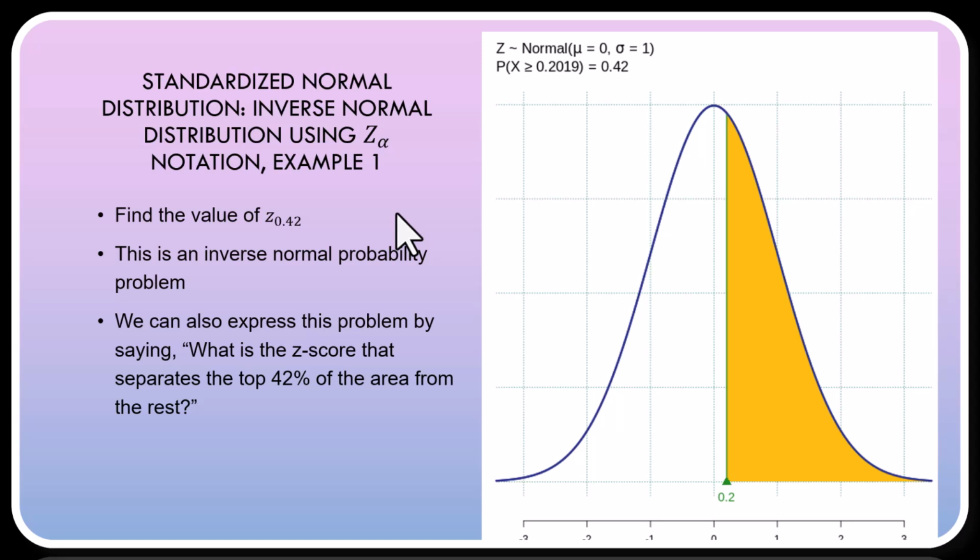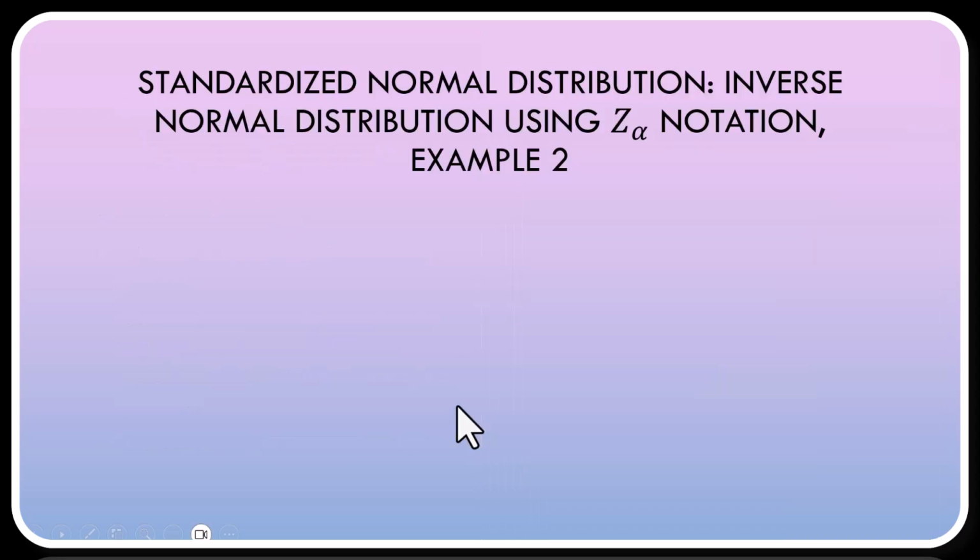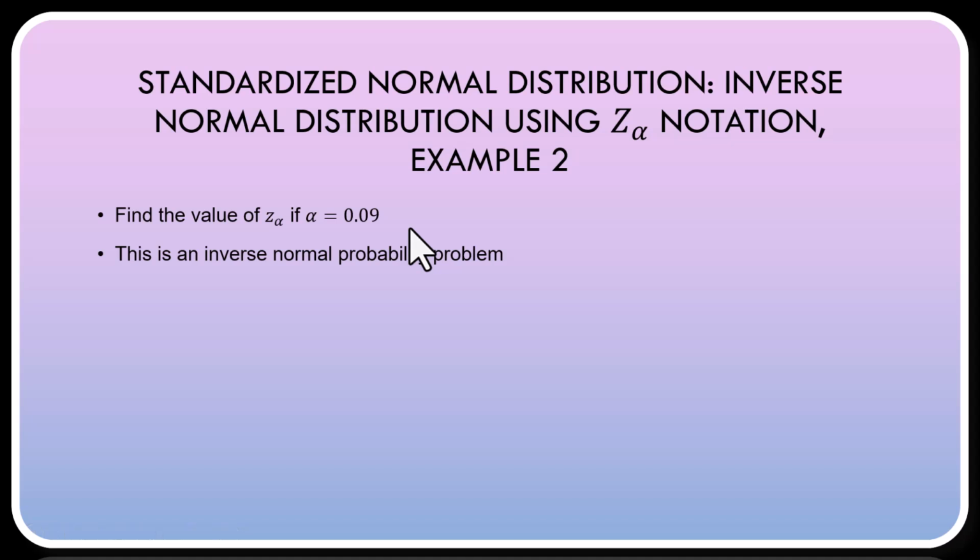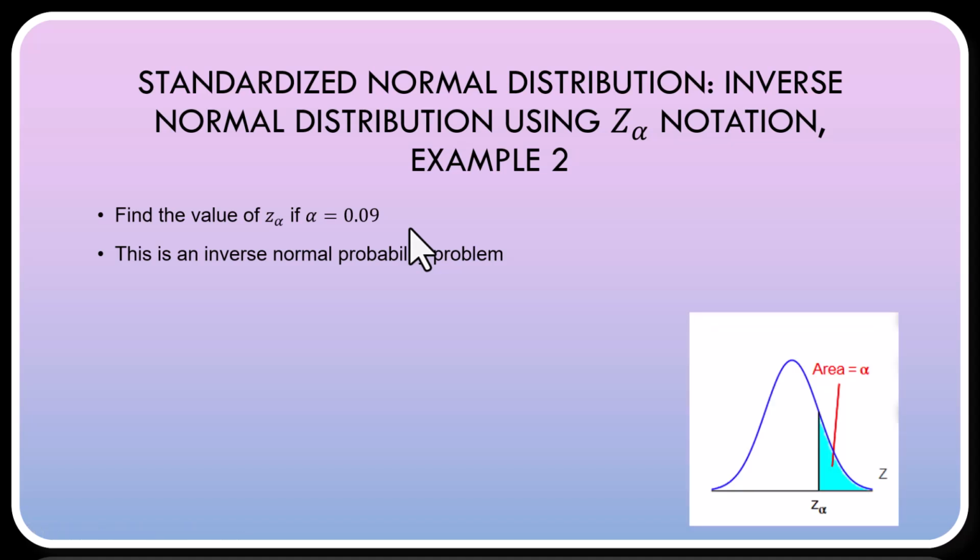So again, I've reproduced the picture here, and as you can see, the z-score is about 0.2. It rounds on the graph, and it gives you a little bit more precision up here. So let's do another example. Another way you might see this expressed is find the value of Z sub alpha if alpha is equal to 0.09. Again, it's still an inverse normal probability problem.